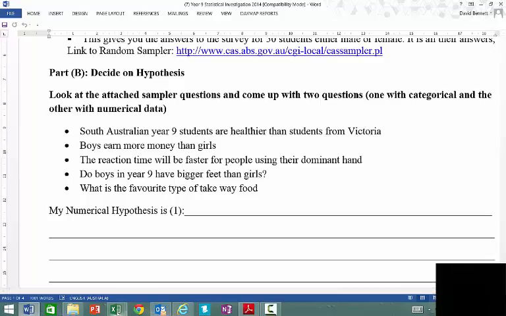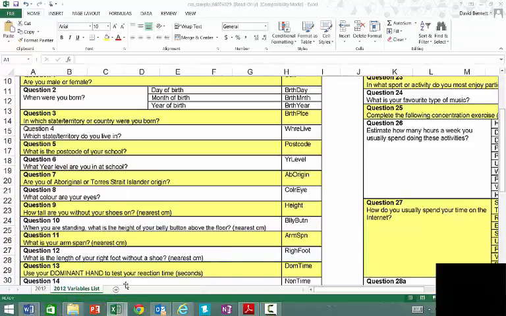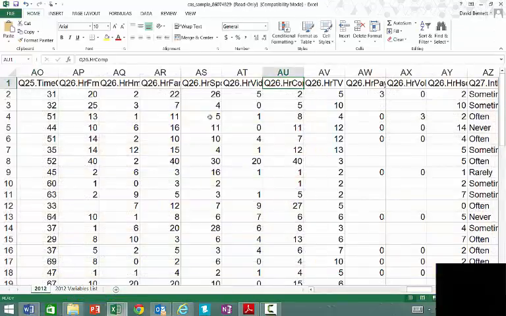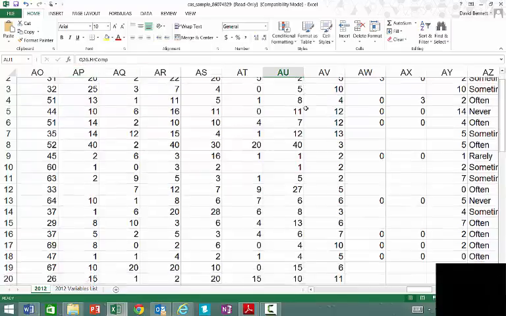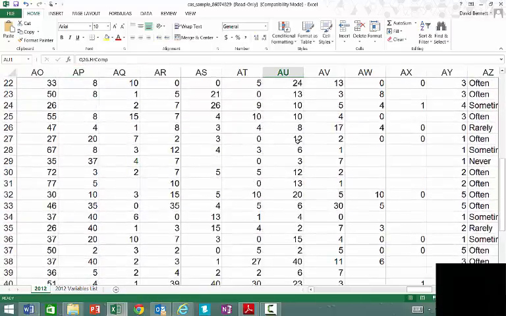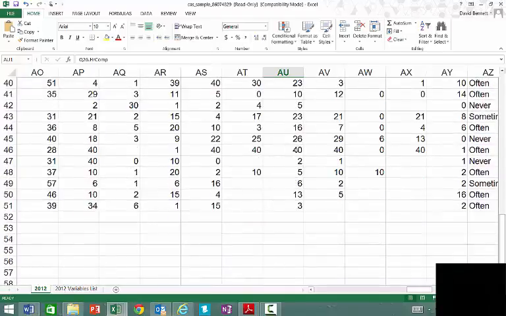Now, when you go to your spreadsheet, let's say we've chosen to look at the one which is how you get to school, and then how many hours you spend on a computer. Here, if you click on that one there, it's question 26. This is the hours spent on a computer. You can see that that information is collected in here.